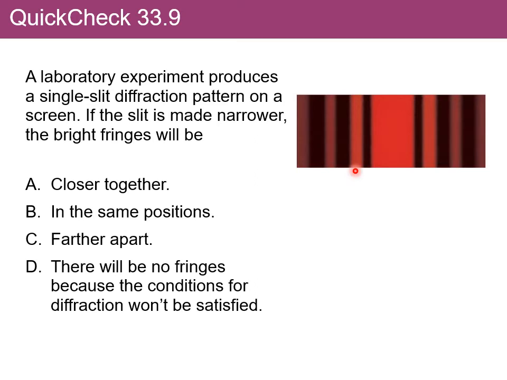Another quick check-in question. A laboratory experiment produces a single slit diffraction pattern on a screen. If the slit is made narrower, the bright fringes will be closer together in the same positions, farther apart, or there will be no fringes because the conditions for diffraction won't be satisfied.